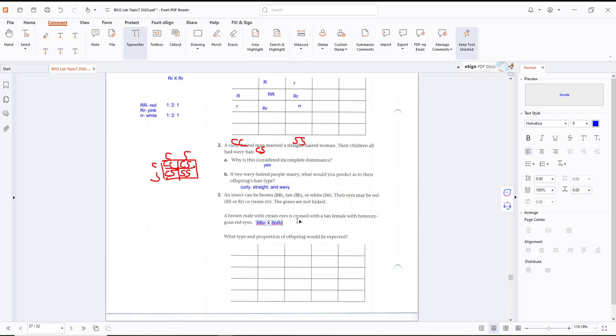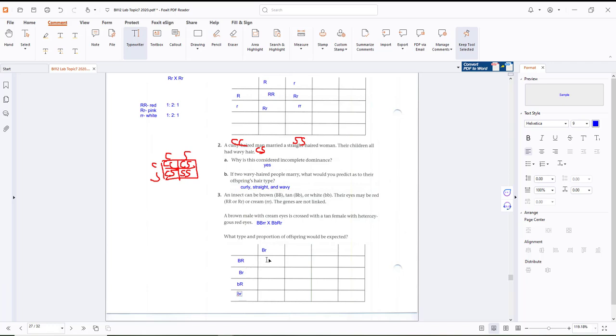So we have to set up the Punnett squares. We know what the gametes are for the first one. Basically all of the gametes will be big B, little r. There's no possibility of any other gamete combination. But for the heterozygote, there are 4 possibilities. There's big B, big R. There's big B, little r. There's little b, big R. And little b, little r.